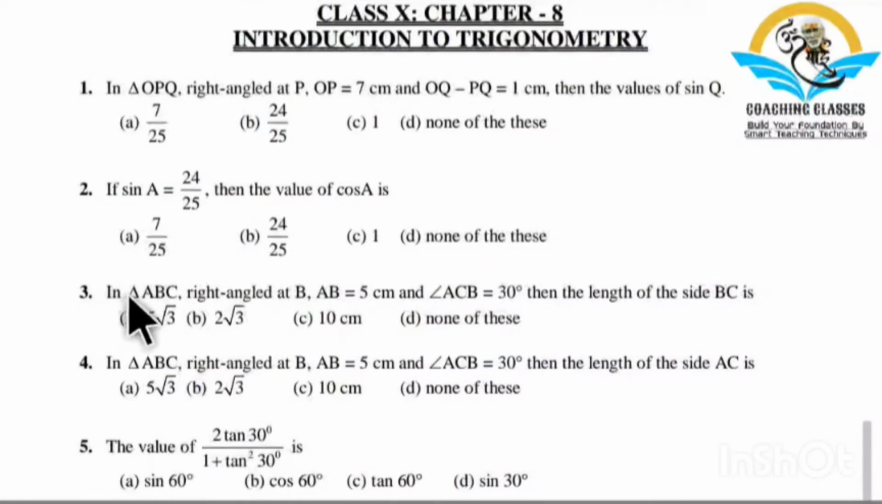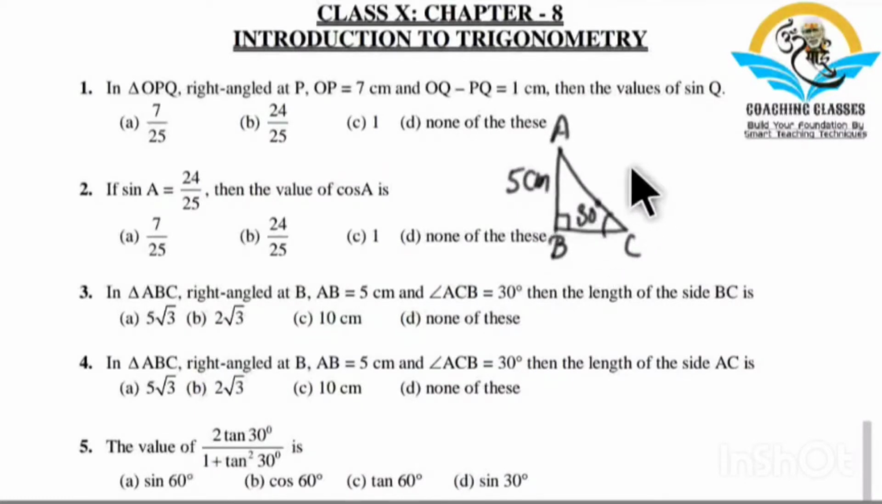Question number 3 is, in triangle ABC, right angle at B, AB is given 5 cm, angle ACB is given 30 degree. You have to calculate side BC. For that you have to first draw a right angle triangle in which given B is 90 degree and angle ACB is given 30 degree. AB is given 5 cm. You have to calculate BC.